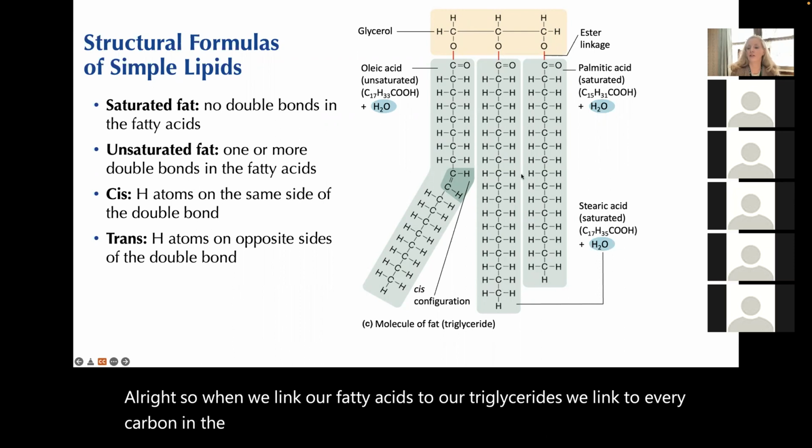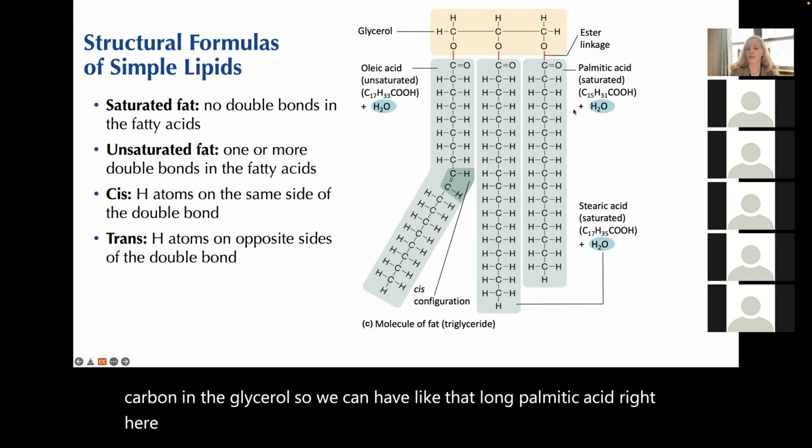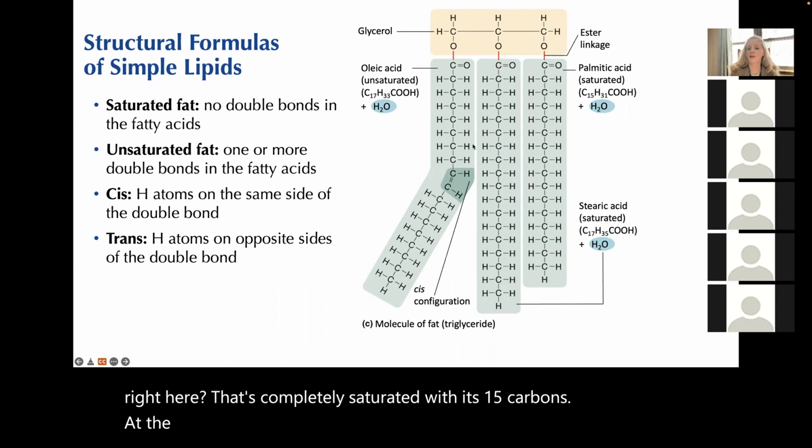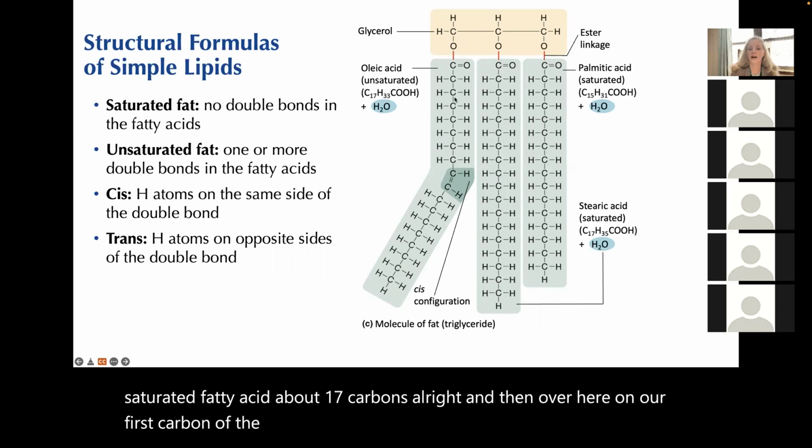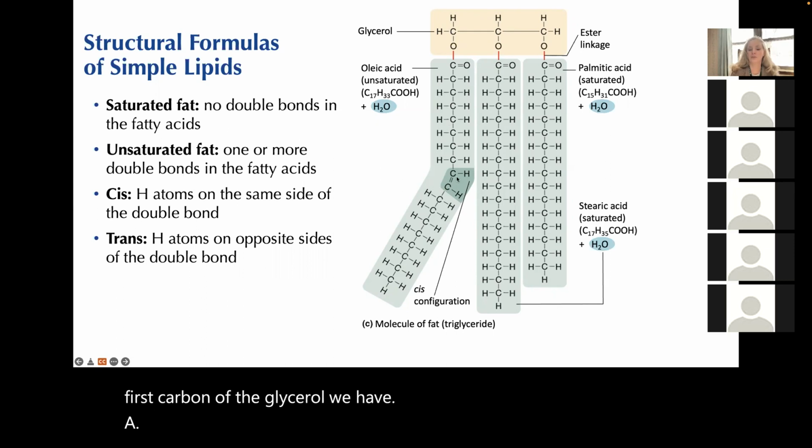So we can have that long palmitic acid right here that's completely saturated with its 15 carbons. At the carbon here in the middle, we have an even longer saturated fatty acid, about 17 carbons, all right? And then over here on our first carbon of the glycerol, we have a double bond. Throws a little curve, literally, in the attached fatty acid.